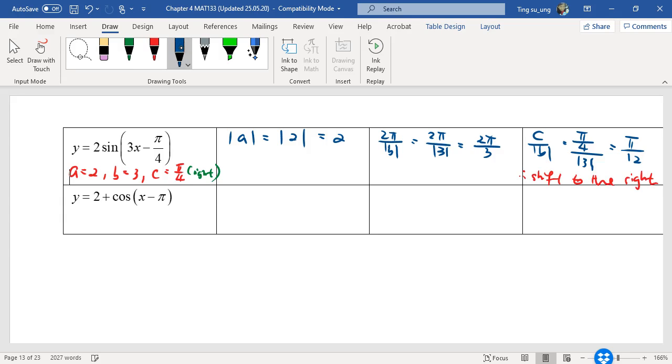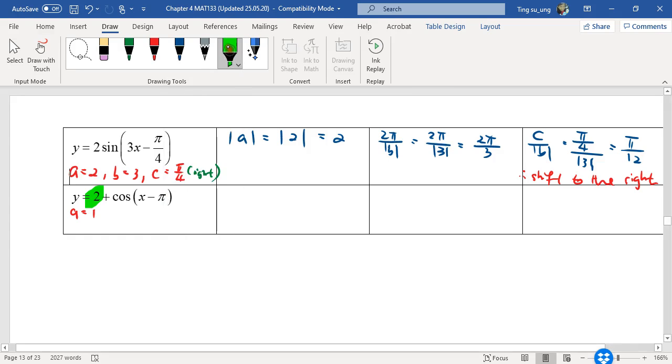Again, A equal to 1. Yes, exactly, because this 2 here is to show the shift up or down, right? Yes, correct. So it doesn't affect the amplitude and the period here. So continue.